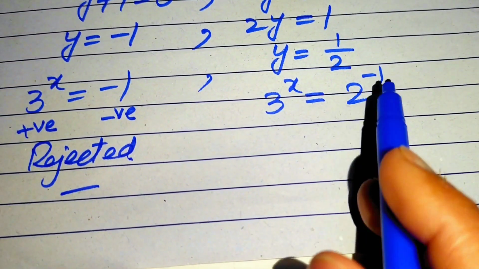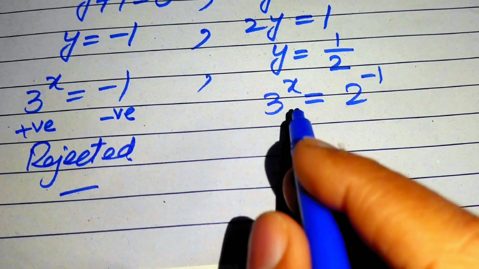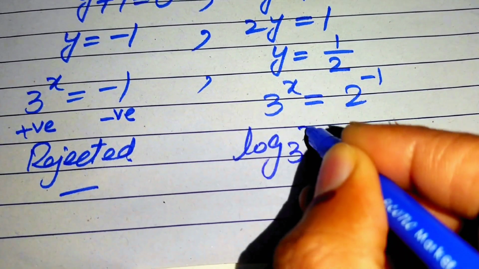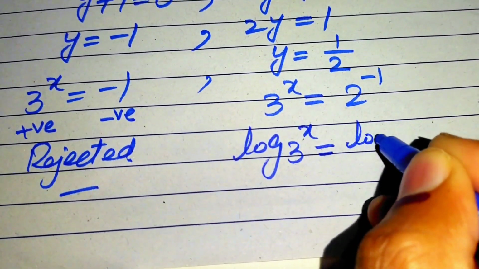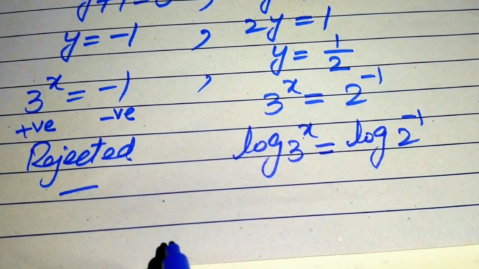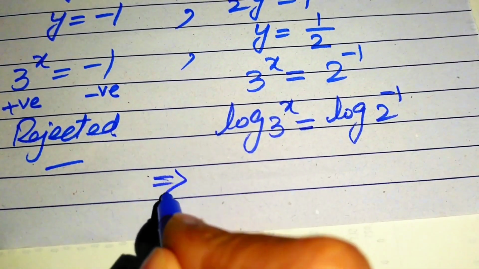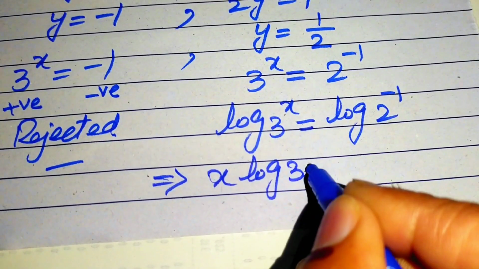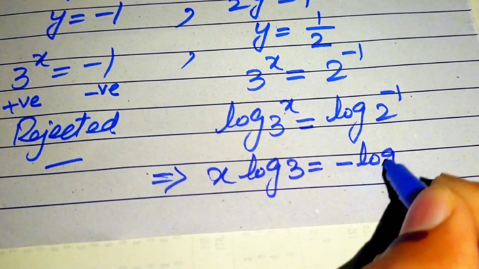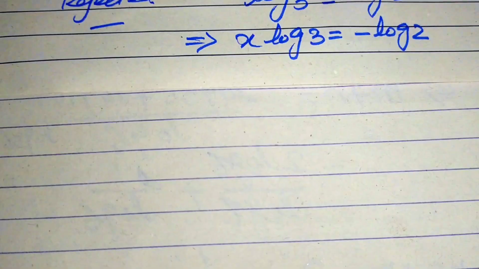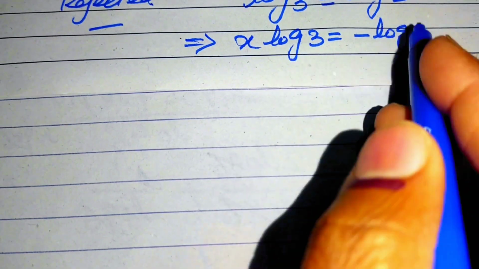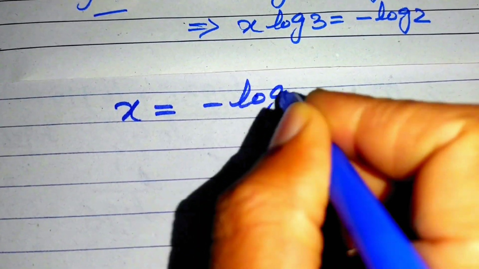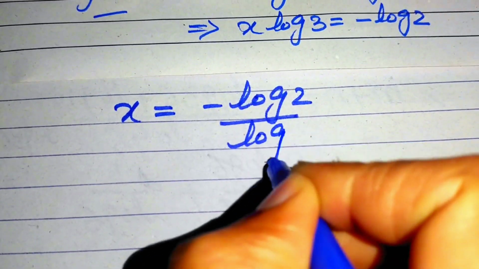In this case we have 3 to the power of x equals to 2 to the power of minus 1, and in order to find the value of x we need to take log on both of the sides. So you get log of 3 to the power of x equals to log of 2 to the power of minus 1. And now we use the property of log and we move this x in front of the log, and you get x times log 3 equals to minus times log 2. And here we move this log 3 to the right hand side and we get x equals to minus log of 2 divided by log of 3.